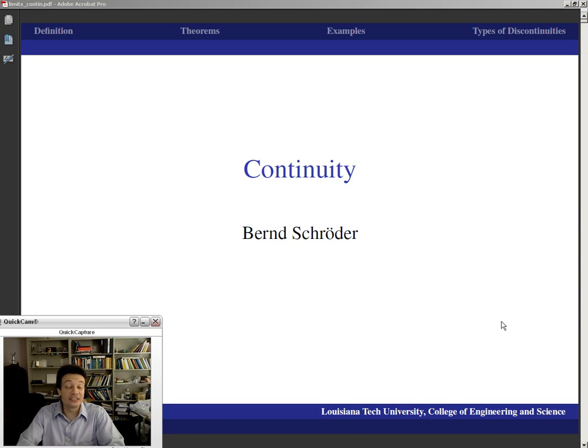Okay, now that we've seen limits and now that we've also seen what can go wrong with limits, we're going to talk about the kinds of functions for which limits really work very well, and those things are called continuous functions. That will lead one more time to a quick analysis as to what can go wrong with limits, and in the next presentation we'll talk about some of the properties of continuous functions. So let's get to it.